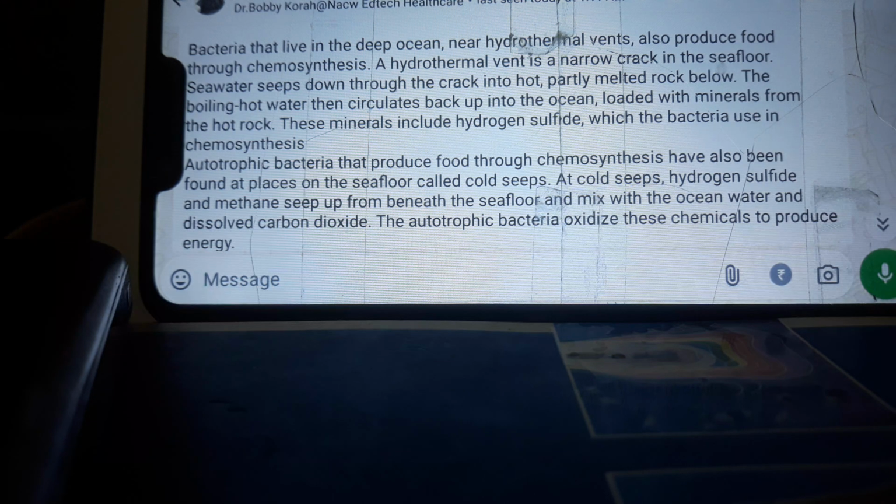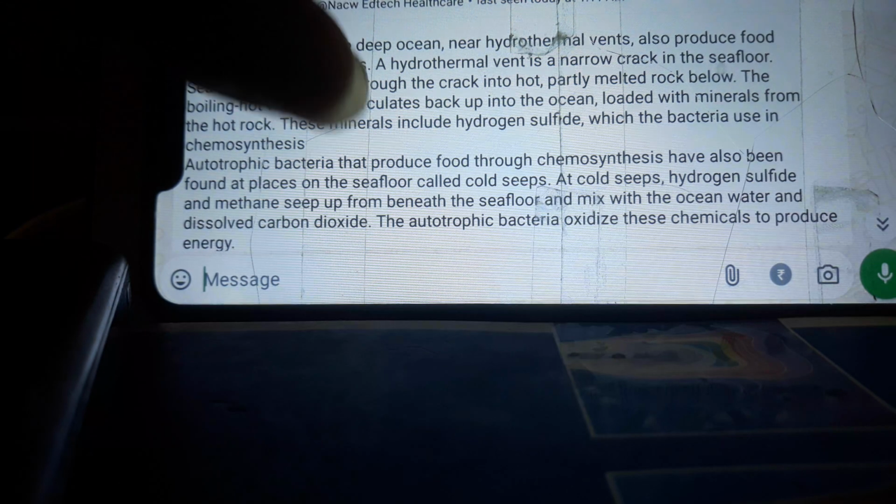A hydrothermal vent is a narrow crack on the seafloor. Seawater seeps through the crack to hot, partly melted rock below. The boiling hot water then circulates back into the ocean, loaded with minerals from the hot rock. These minerals include hydrogen sulfide, which bacteria use in chemosynthesis.